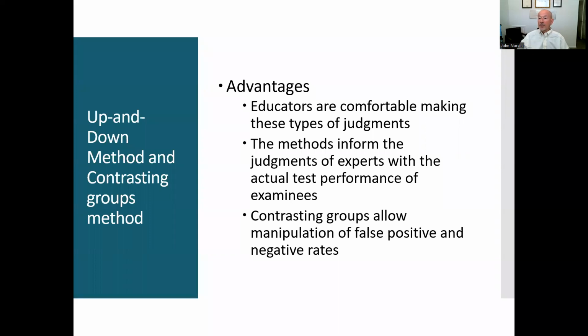The nice thing about this is that the methods inform the judgments of the experts with the actual test performance of the examinees. You have to look at how they actually did in order to reach a judgment. And the other advantage, especially with contrasting groups, is that it allows you to manipulate the number of false positives and false negatives that you care about. So depending on your situation, if you're trying to protect patients, or if you're giving the benefit of the doubt to students, contrasting groups allows you to do that in a rational way.